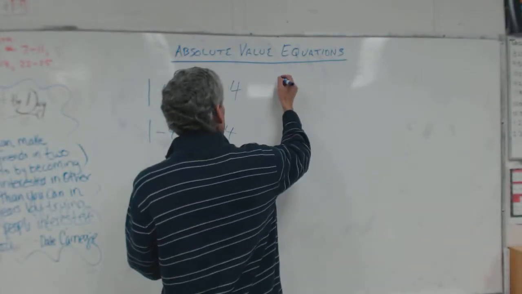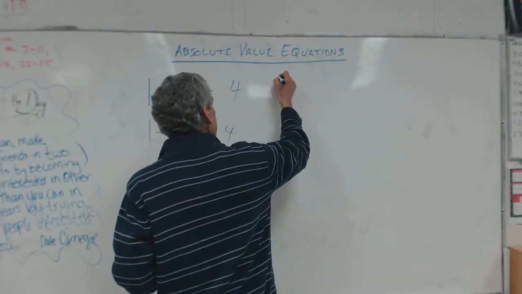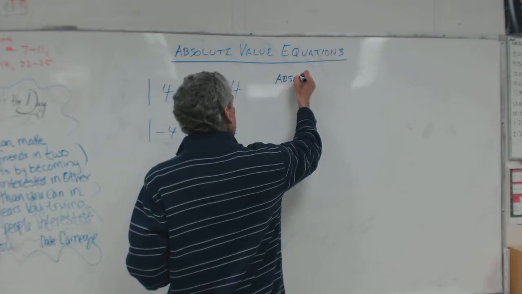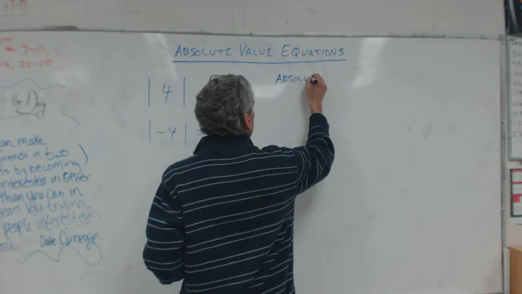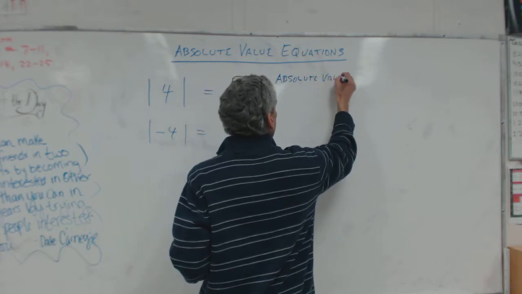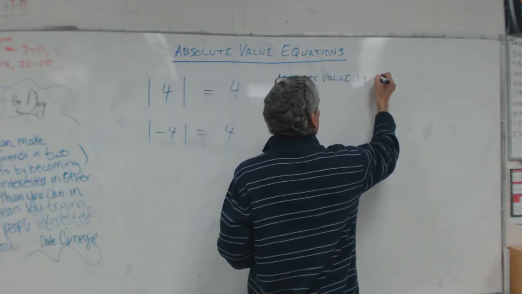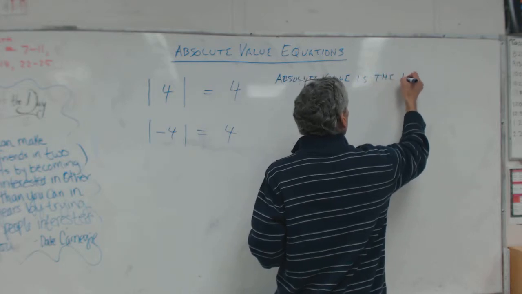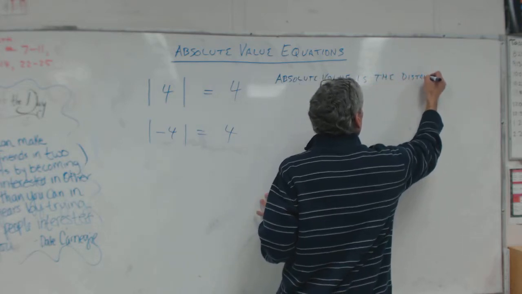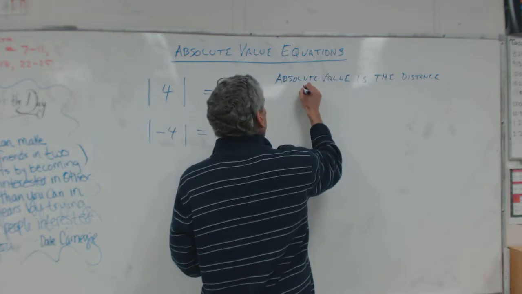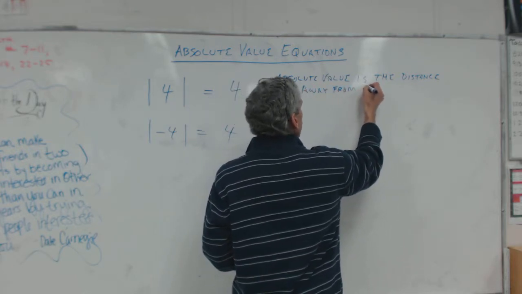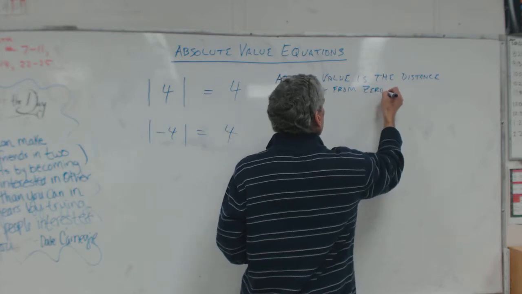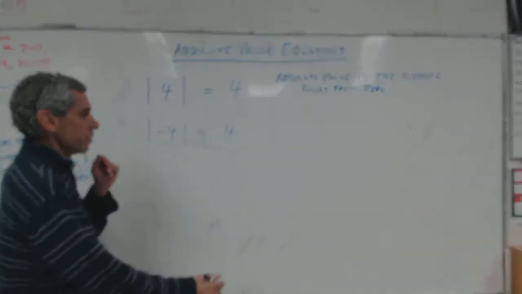Absolute value, this is the definition. Absolute value is the distance away from 0, or the distance from 0, either way. Okay? That totally makes sense.